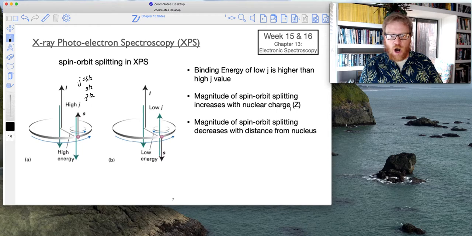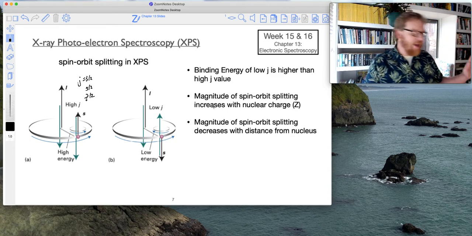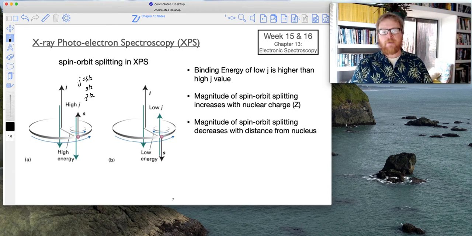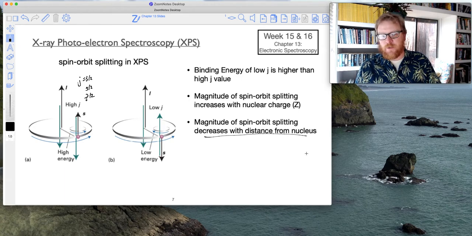So the magnitude of the spin-orbit splitting increases with nuclear charge. So I have to think about this. Did I describe that correctly in the past? So magnitude of spin-orbit splitting increases with nuclear charge. Oh, and then, yes, so I'm going to go back and re-explain the copper, silver, gold. I'm sorry. So magnitude of spin-orbit splitting decreases with distance from the nucleus.